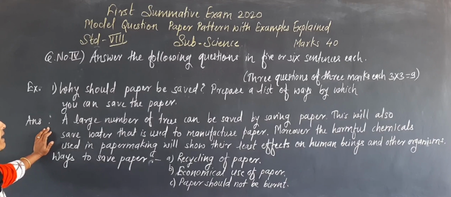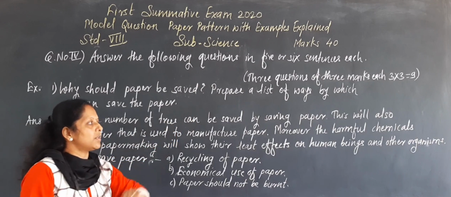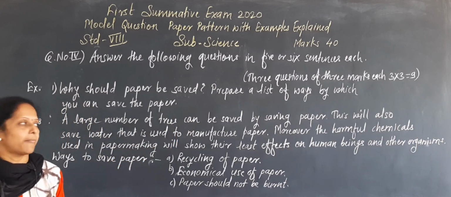Because here a large number of trees can be saved by saving the paper. Where are we getting paper from? What is the source for the paper? Trees are the source for the paper. And if you are saving the paper, you are saving the trees. So, a large number of trees can be saved by saving paper.